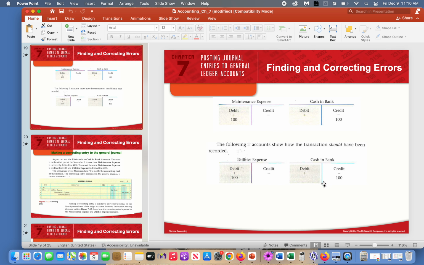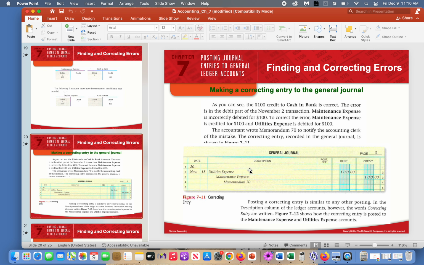Don't need to touch cash and bank. So what you do is you create an entire new journal entry, the date you discovered it, and you do the debited amount. So we actually needed to debit utilities. And I know you're thinking, but wait, it's November 2nd. How am I supposed to know?